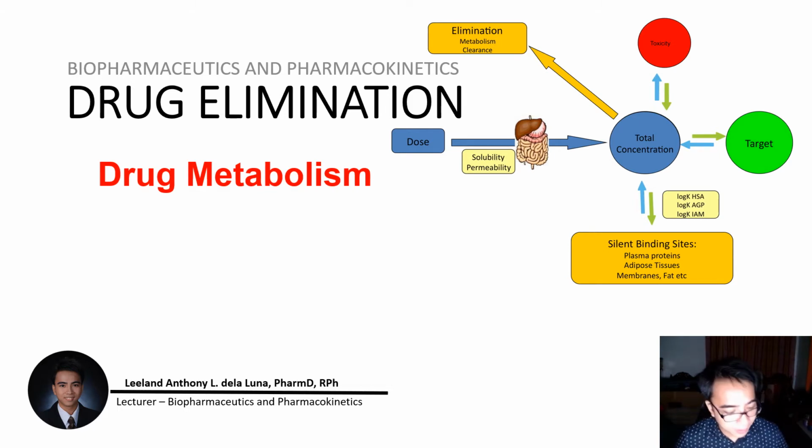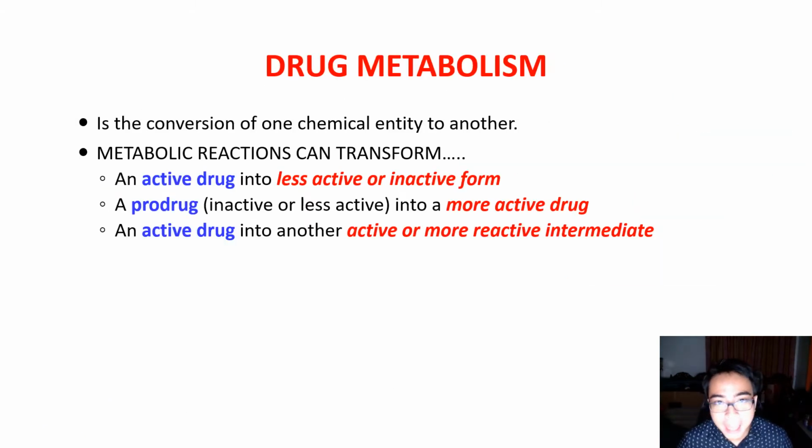Now let's talk about drug metabolism. Drug metabolism, class, is simply the conversion of one chemical entity to another. Now the metabolic reactions for drugs can transform an active drug to something that's less active. Now this is the most common pathway that drugs undergo when they are metabolized. Or the conversion of a prodrug, something that's inactive or less active, into something more active.